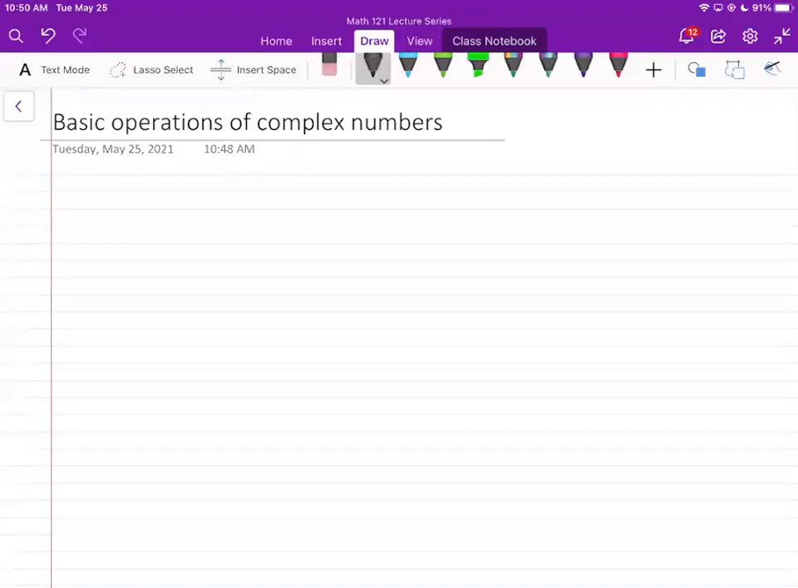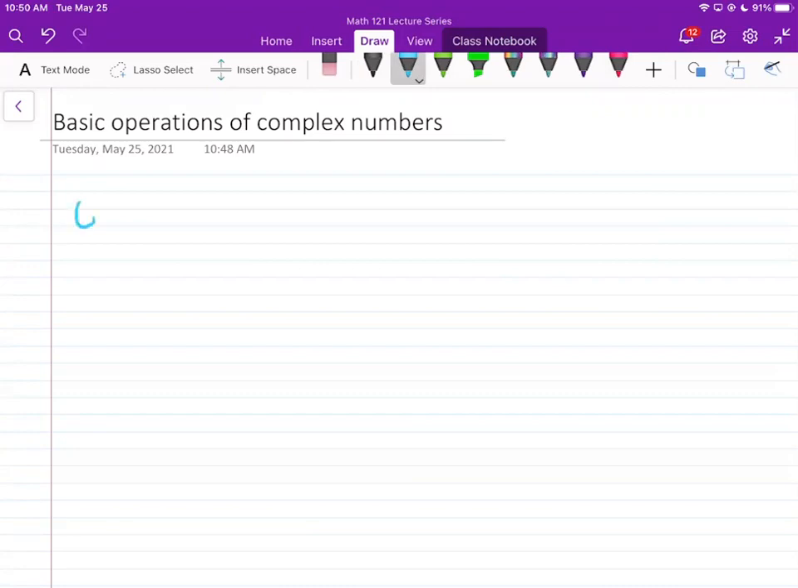Once you understand the basics of complex numbers or dealing with imaginary numbers, we can perform basic operations as we would with other numbers. We're going to look at several different types of operations. The first we're going to do is dealing with exponent powers.